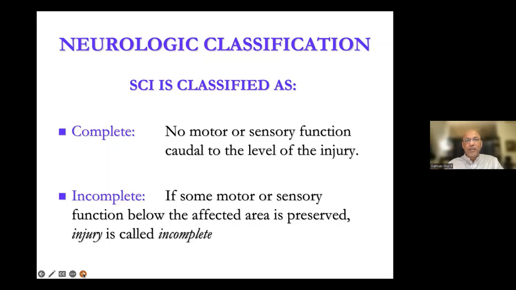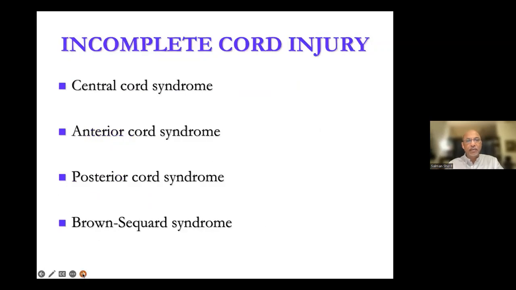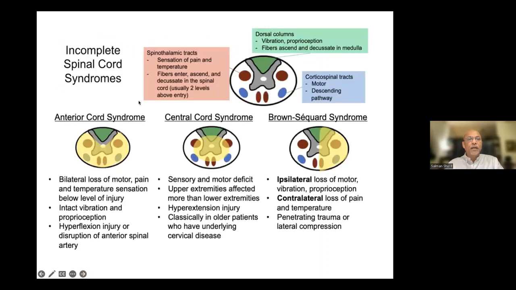Complete injury is when there is no motor or sensory function. If some motor or sensory function below the affected area is present, it's called incomplete. Obviously, central cord syndrome, anterior cord syndrome, posterior cord syndrome, and Brown-Séquard are the four syndromes you need to know in incomplete spinal cord injury.